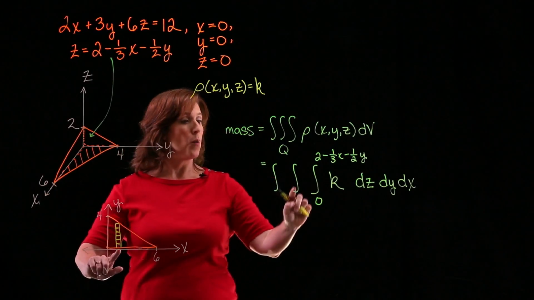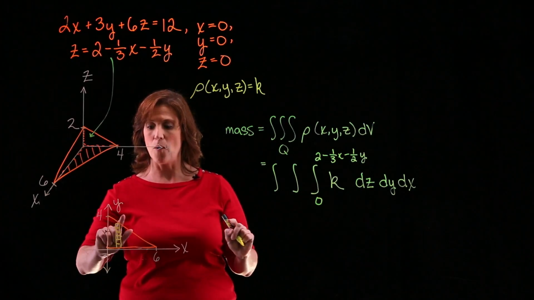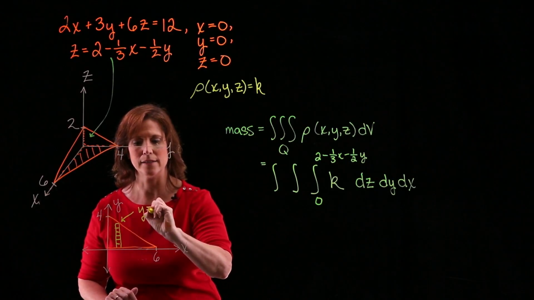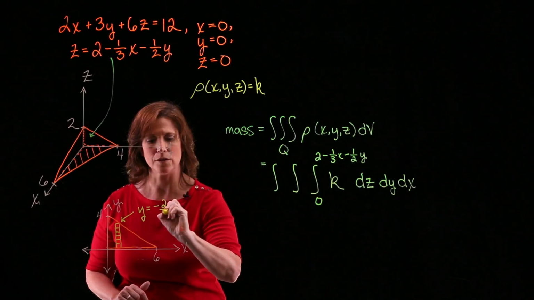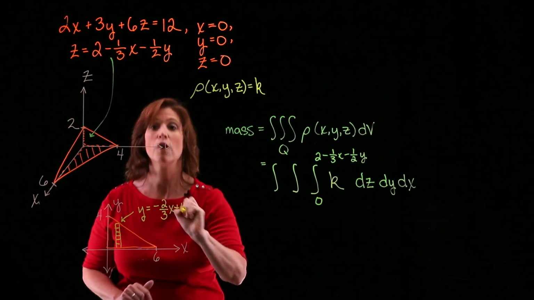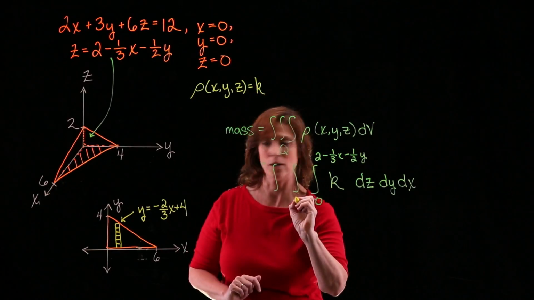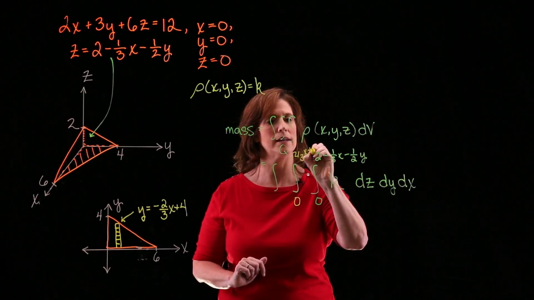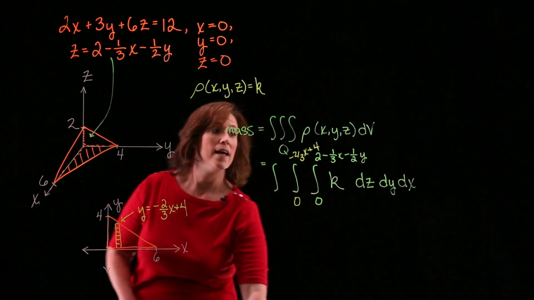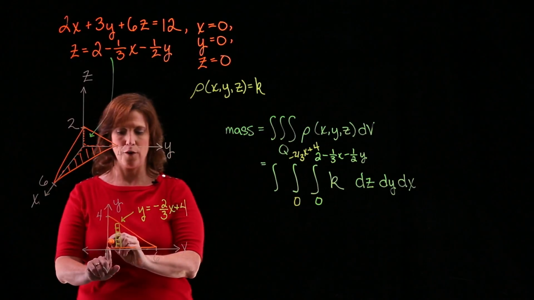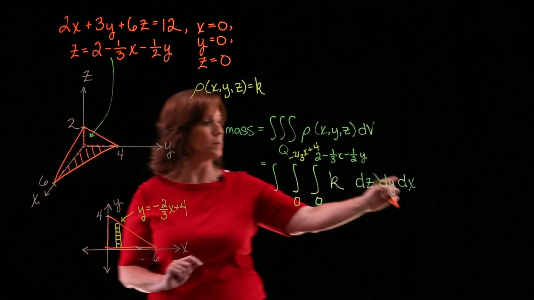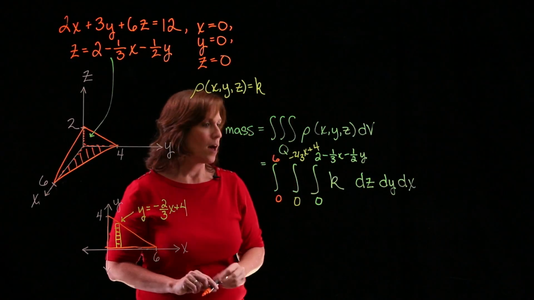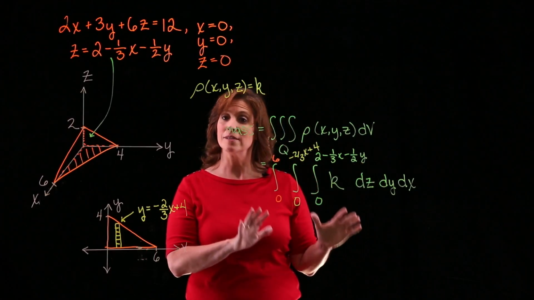So if I do it this way, what are the limits of integration for y? Well, I'm going from 0 up to this line. Well, what is that line? That line is y equals minus 2/3 x plus 4. So my second set of limits of integration will be from 0 to minus 2/3 x plus 4. Okay. Then finally, I have to move from 0 to 6 along the x-axis because I'm integrating with respect to x. That's the easy one, just 0 to 6. Okay, now I have my triple integral set up.